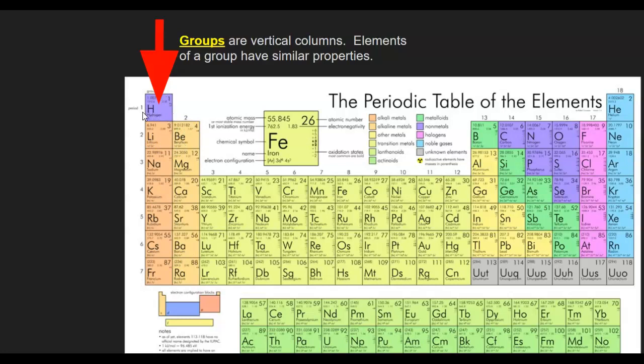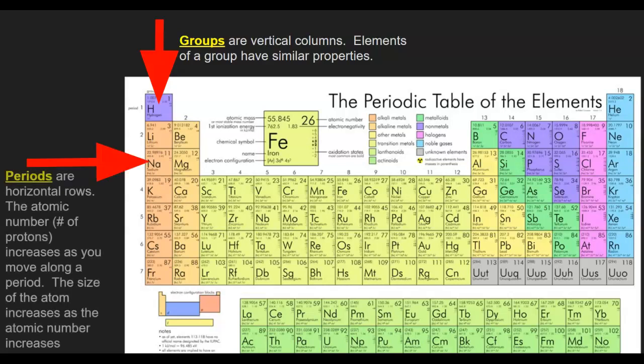If you notice, hydrogen is not included in the classification here, it's got a different color, though it is in this group. But hydrogen will behave similarly to all of these elements. All of these elements will behave similarly in a chemical reaction. The next thing that we have to look at are the horizontal rows.